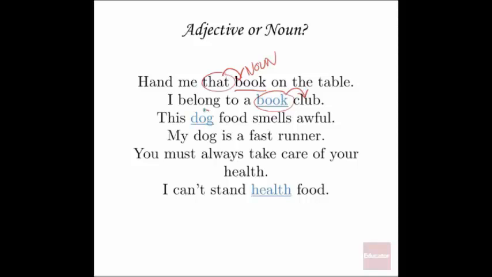This dog food smells awful. Dog is modifying food. It tells you what kind of food we're talking about. But in the case of my dog is a fast runner, well, then we're talking about an actual animal, so it's a noun. You must always take care of your health. Well, that can't be an adjective because it's not on the other side of a linking verb and it doesn't have a noun following it. You're actually talking about your state of health. And finally, I can't stand health food. Once again, health is modifying food, so it becomes an adjective.